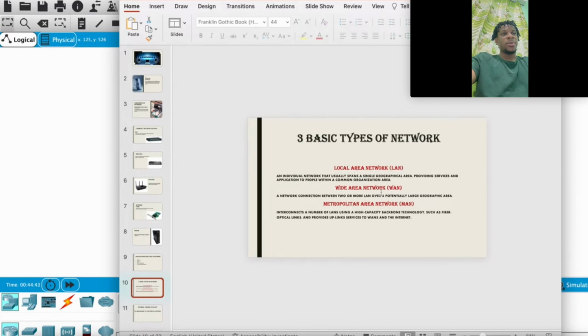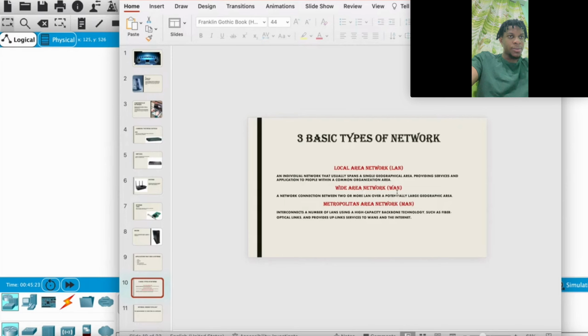Three basic types of network. We have three basic types of network: local area network, wide area network, and metropolitan area network. A local area network is an individual network that usually spans a single geographical area, providing services and applications to people within a common organization area.